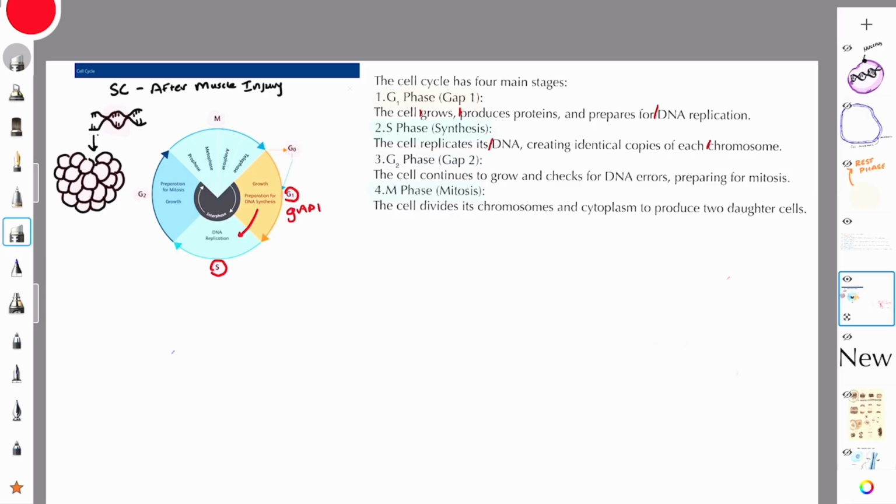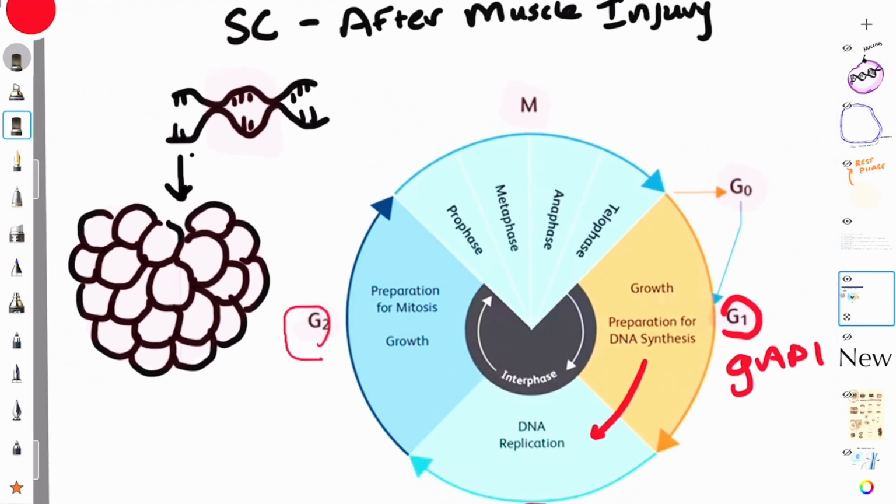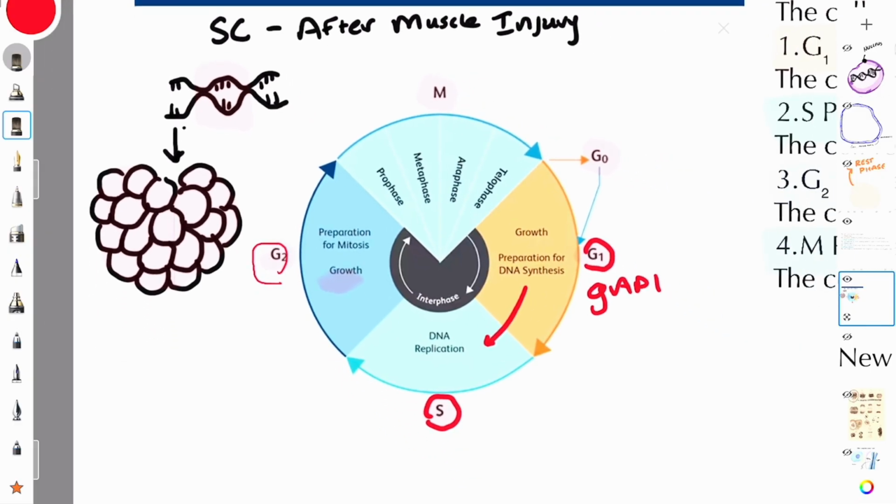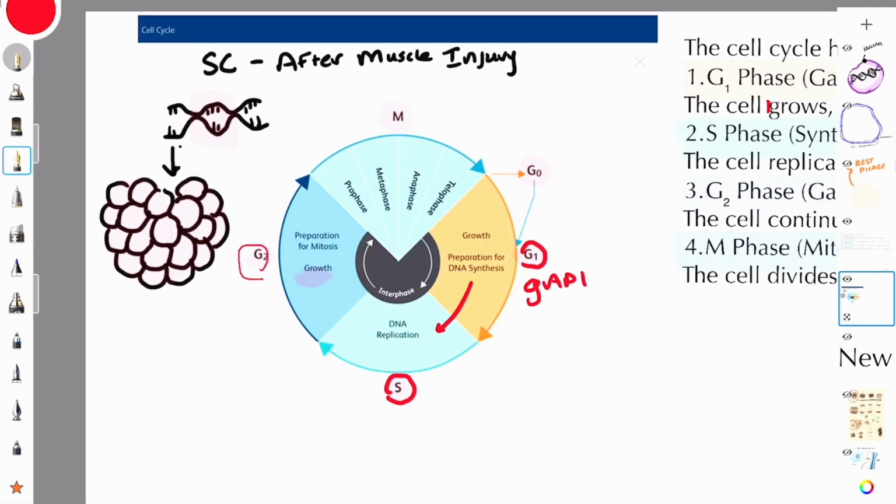Then we're going to go into the G2 phase, which is right here. Oops, let me get a marker that works. There we go. G2 phase right here. And if we look at that phase, this is preparation for mitosis, right? So we have more growth here. And then we're going to move into the M phase, which if we look at this right here, from the G2 to the M, this is the mitosis, right?